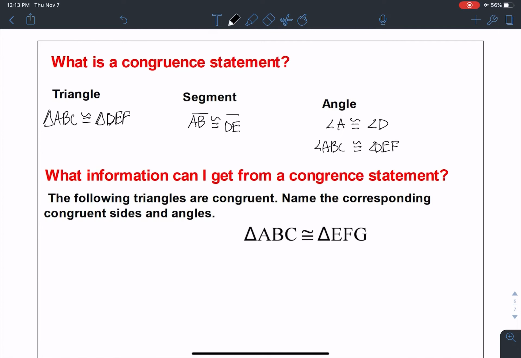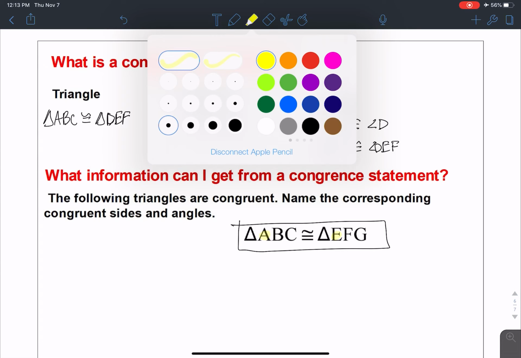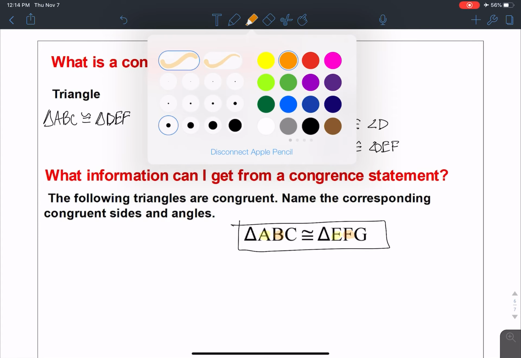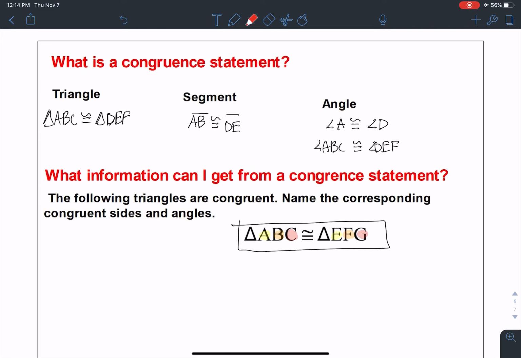So when you're looking at a congruent statement, like this one given here, triangle ABC is congruent to triangle EFG, I can see that A is congruent to E. I can see that B is congruent to F, and I can also see that C is congruent to G. So when I want to write things that are congruent, I could write angle A is congruent to angle E, or I could write angle B is congruent to angle F, and then angle C congruent to angle G.